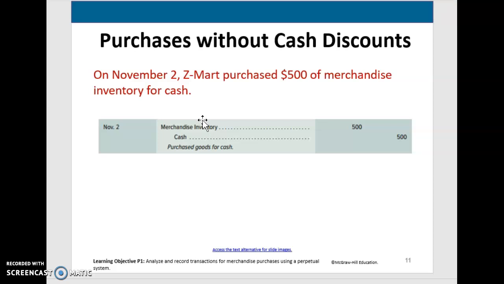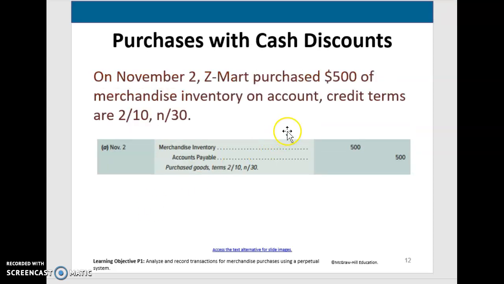In this case, we have the purchase of merchandise inventory for cash for $500. We know we're spending cash, so we're going to credit cash $500, debit merchandise inventory for $500.